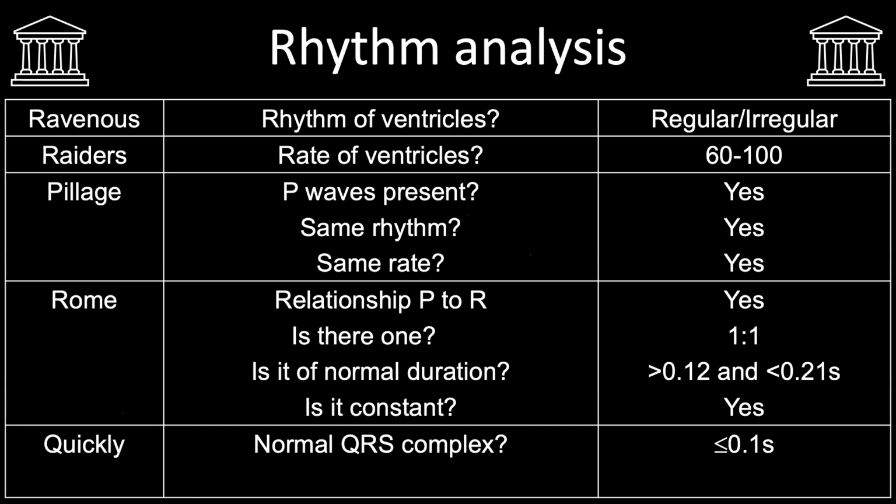Is there a P wave, as we've talked about briefly? Is the duration normal? Is it constant? And then finally, thinking about the QRS complex, is the complex normal? Is it narrow? Is it broad? Thinking about things like that. Now, not everyone likes mnemonics, and that's fine, but it's useful to have a structure when you're looking at that rhythm and trying to understand what that rhythm shows. And this is one of many ways that you can do it.